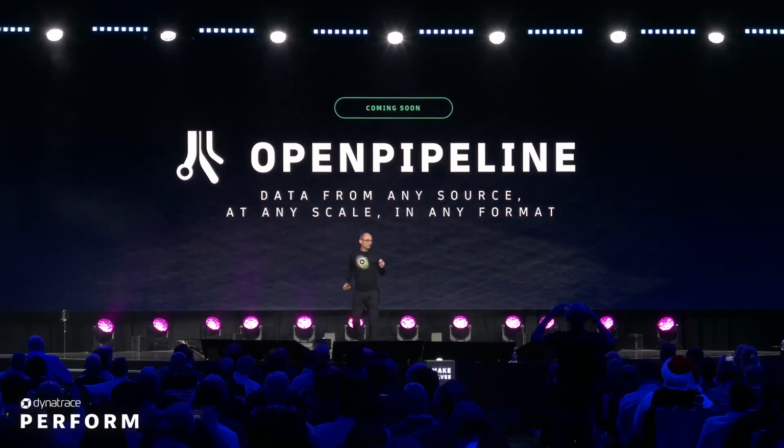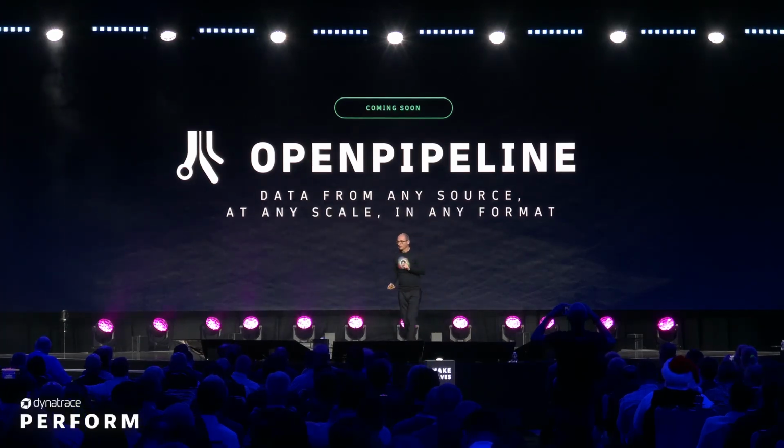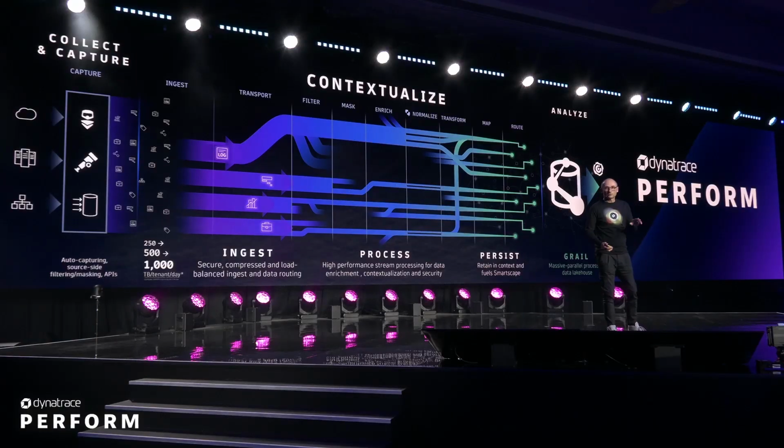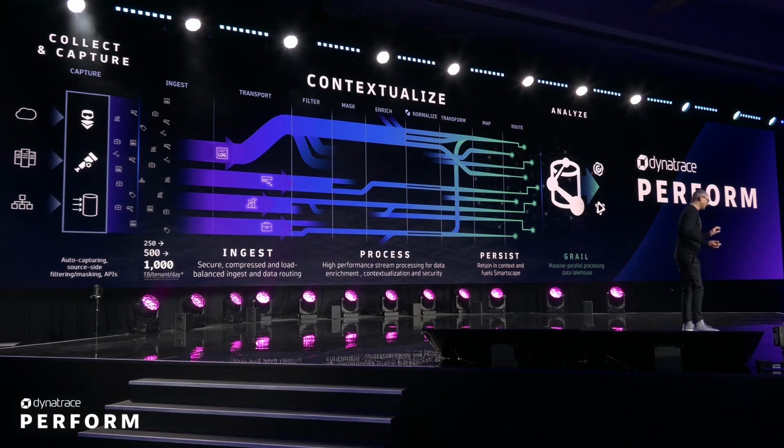OpenPipeline is a high-performance, real-time stream processing engine that is exactly there to help you get more data faster into Grail, because as you know, Grail scales stunningly, fantastically well.